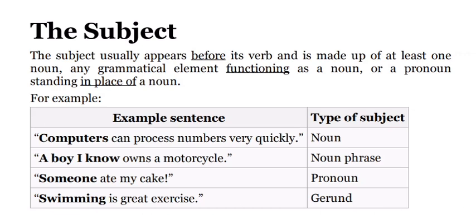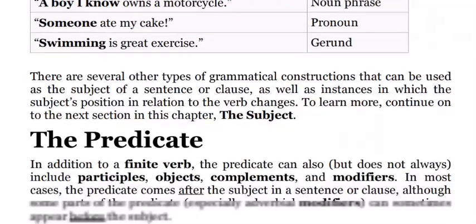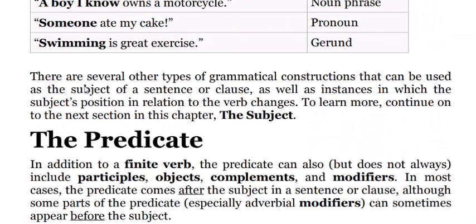So, there are several other types of grammatical constructions that can be used as the subject of a sentence or clause, as well as instances in which the subject's position in relation to the verb changes. To learn more, continue on to the next section in this chapter. Now, we will discuss the predicate.